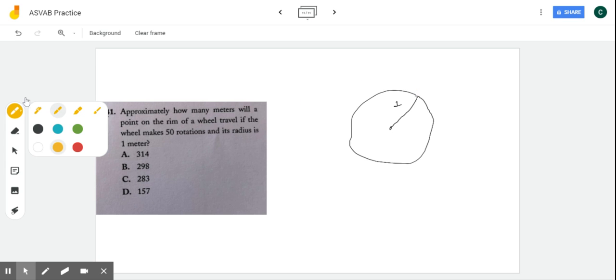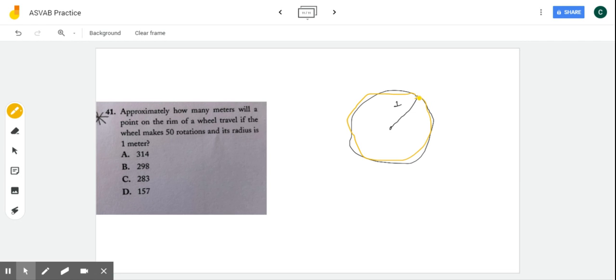All right, here's my wheel. Not perfect. If it goes around one time, so here's my point on the wheel. If it rolls once, that would be the circumference of the circle, right? So one time around is the circumference. And it's asking you for 50 times around. So all it's saying is how far does that point travel?